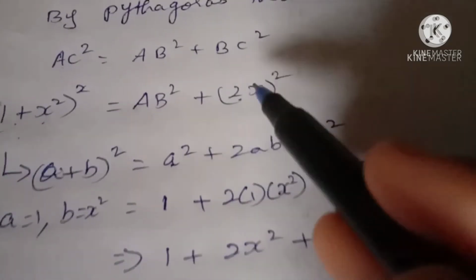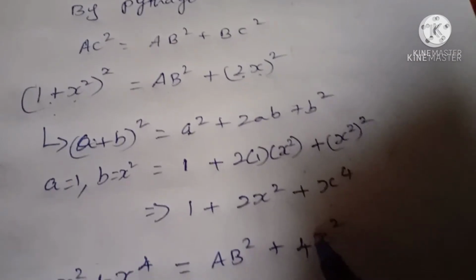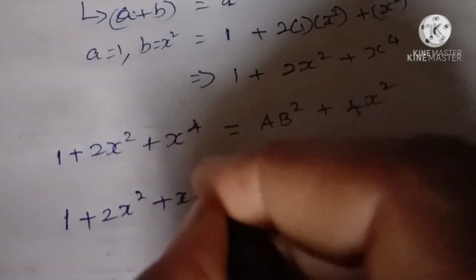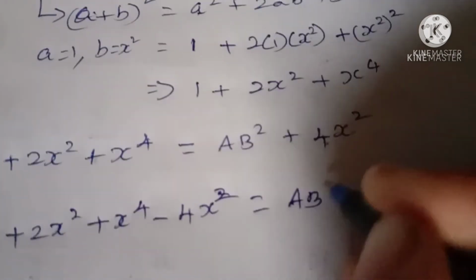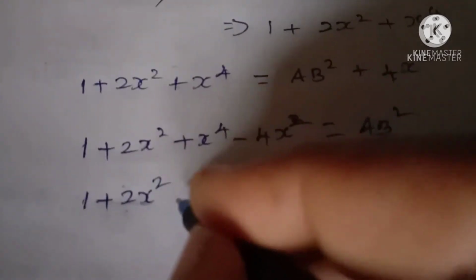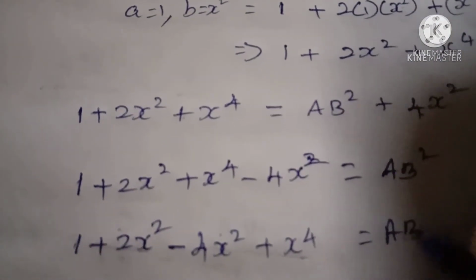Square of 2x is 2 into 2 is 4, x into x is x square. So, when you bring this 4x square to your left hand side, 1 plus 2x square plus x power 4 minus 4x square is equal to AB square. Now bring the like terms together. Like terms means same variable with same power, and you can simplify this one.